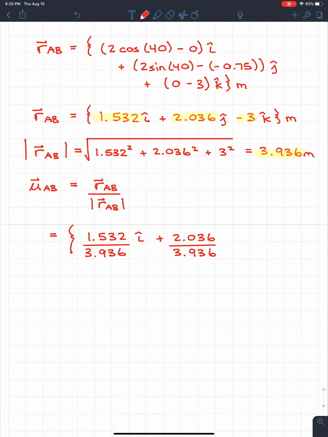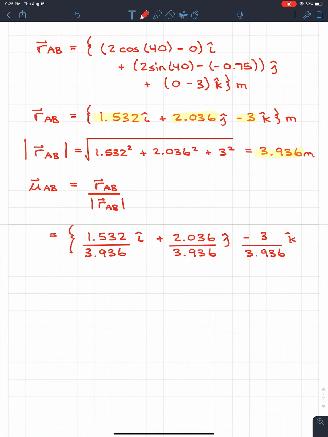So put our j there. And then finally, we have to add the k component, or the z component, which is actually minus 3. So I'm just going to go back and go 3.936. And this is minus 3 on the top. And this is in the k direction.